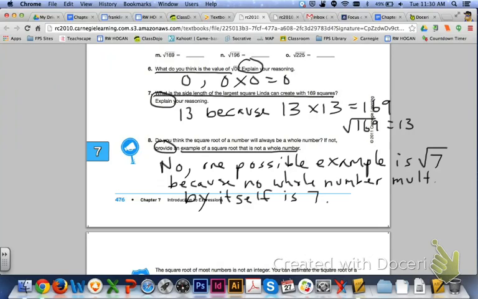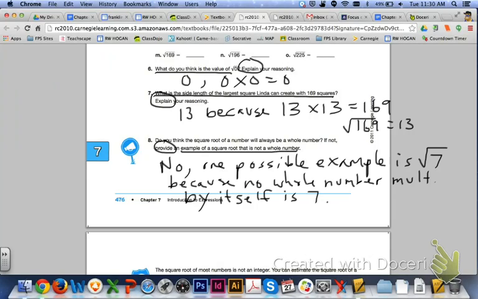Number 7, what is the side length of the largest square Linda can create with 169 squares? Explain. The side length of the largest square Linda can create with 169 squares would be 13 because the square root of 169 would be equal to 13.